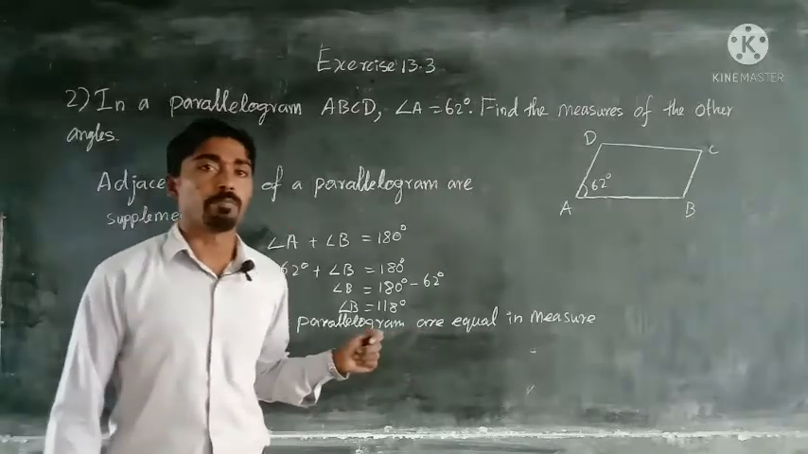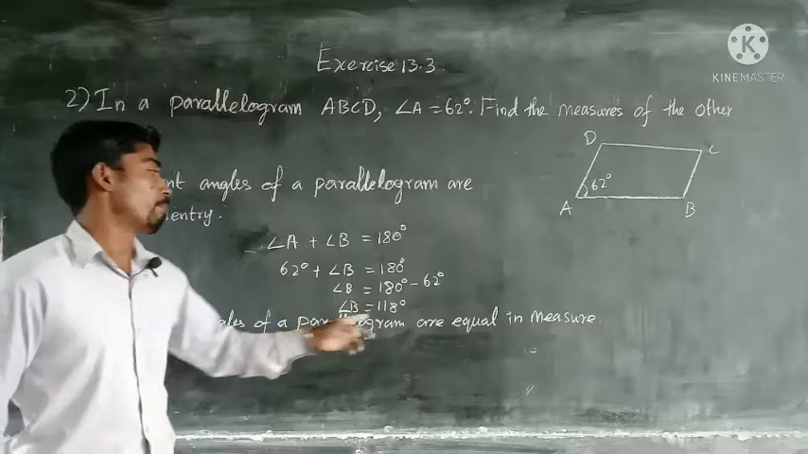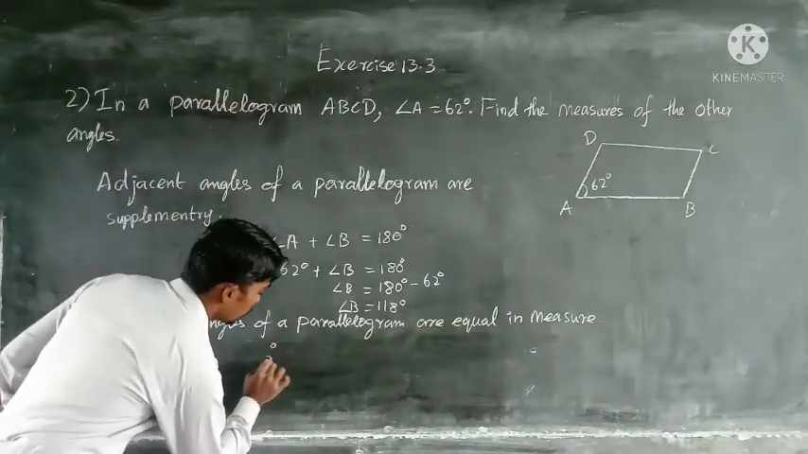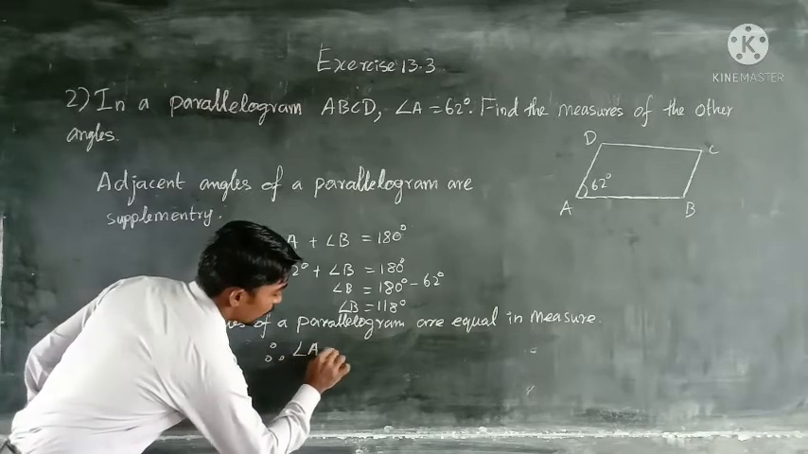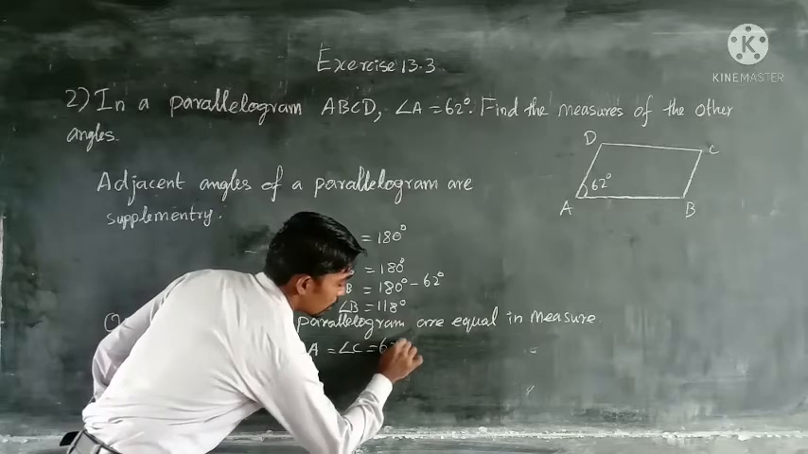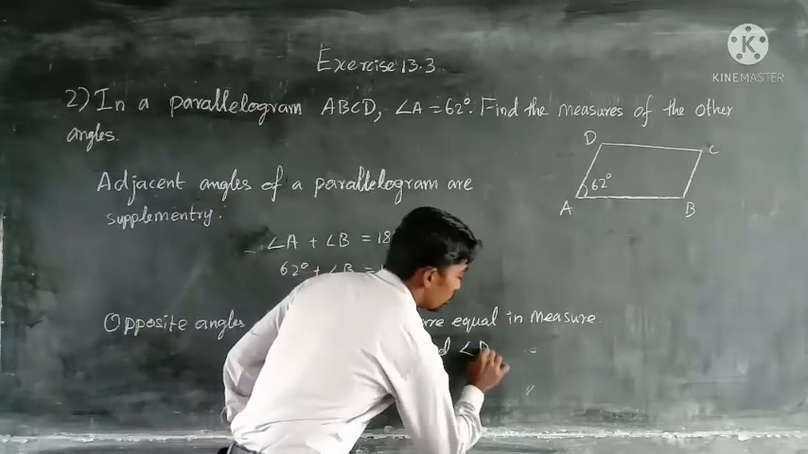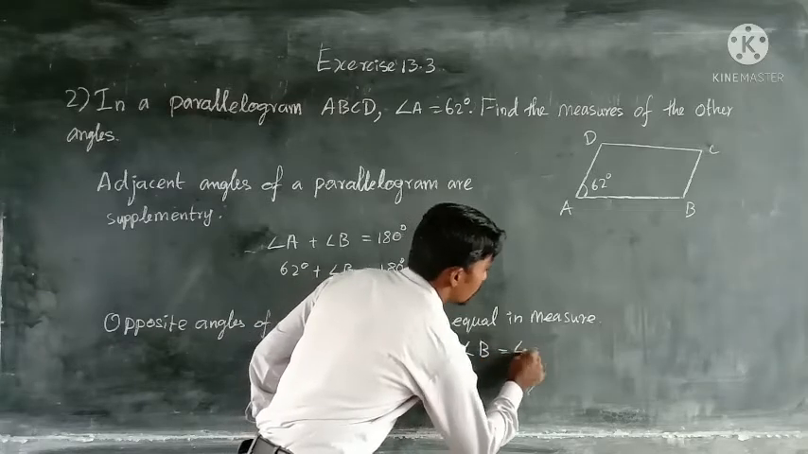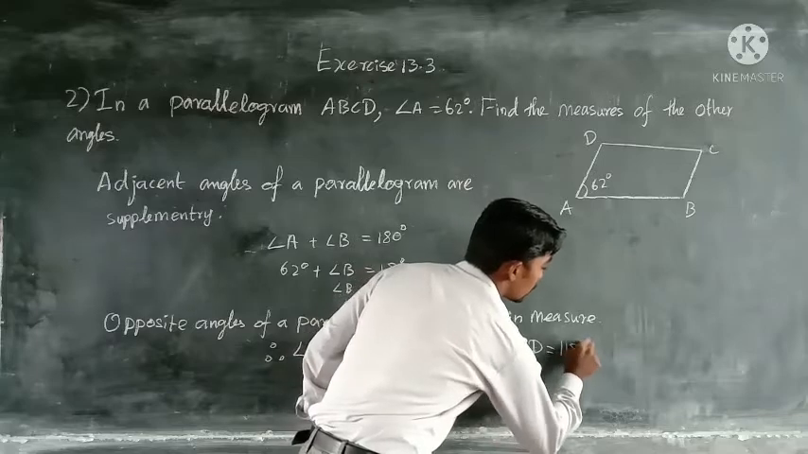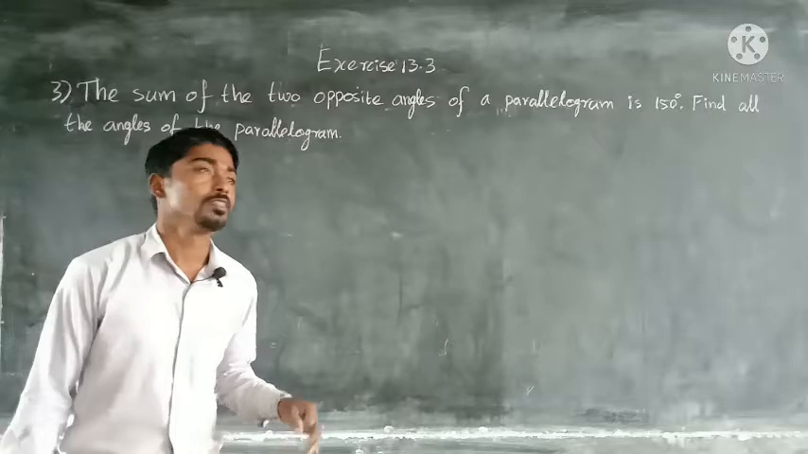And also we know a property of a parallelogram, that is opposite angles of a parallelogram are equal in measure. Therefore, angle A is equal to angle C is equal to 62 degree and angle B is equal to angle D is equal to 118 degree. Next question, question number 3.